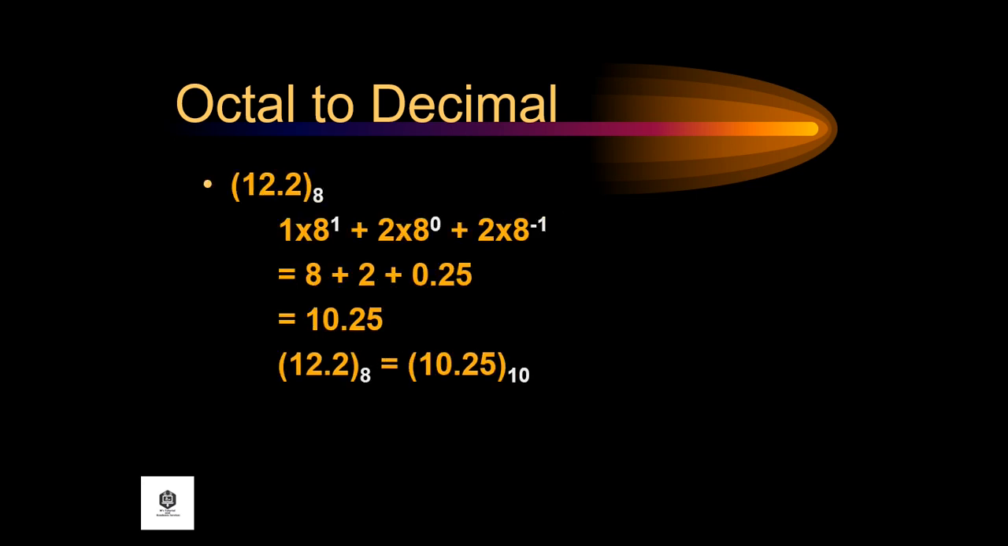Another example, the given is the octal number 12.2. Then the solution is 1 times 8 to the first power plus 2 times 8 to the 0 power plus 2 times 8 to the negative 1 power as a fractional part. Then do the operation, it would be 8 plus 2 plus 0.25, which is equal to 10.25. So the corresponding decimal number of octal 12.2 is 10.25.